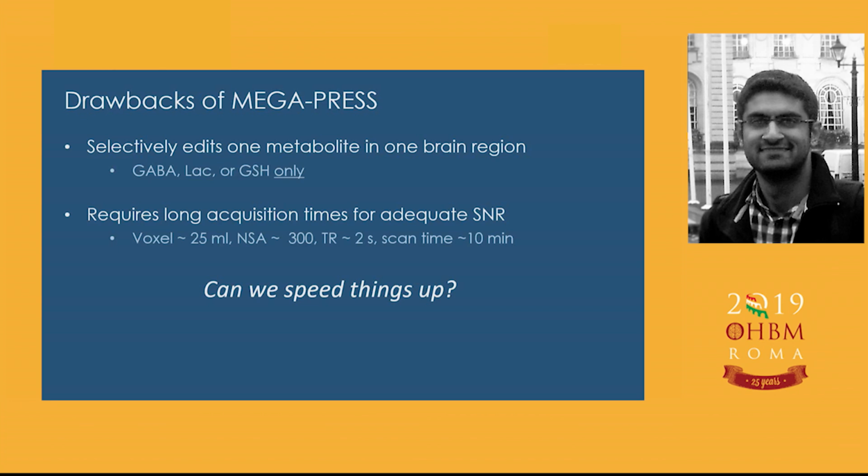So for example, if voxel size is about 25 mL and you acquire 300 averages, you're looking at a scan time of about 10 minutes at a TR of 2 seconds. And this is just for one metabolite. So if you have multiple metabolites, you're looking at multiples of 10 minutes. So the question comes in, we have a given time frame. Can we acquire more data? Can we speed up editing?